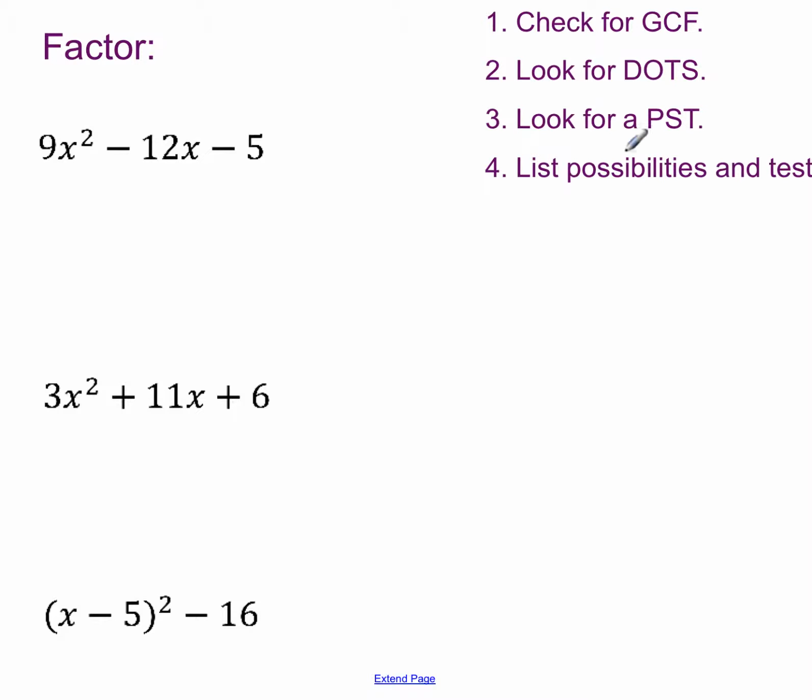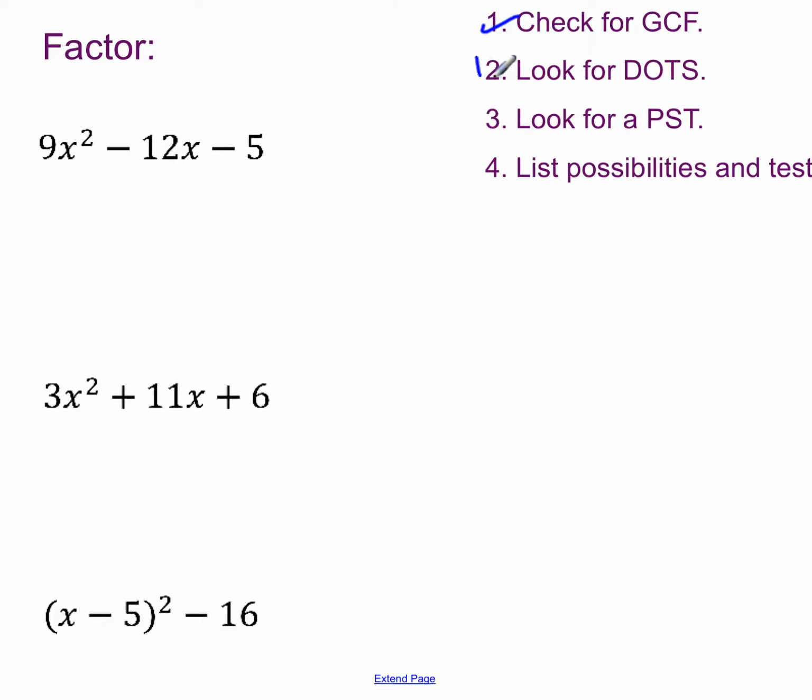Okay, last slide. This is my list. This is what I'm going to follow every time. I'm going to give you 3 harder ones to do right now. Okay, and I'll do them with you. Factor. Check out for GCF. 9, 12, and 5. They don't have a GCF.